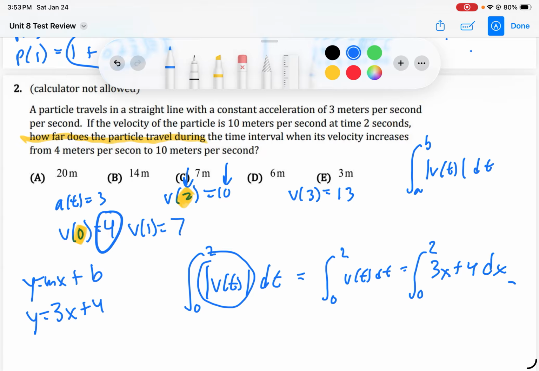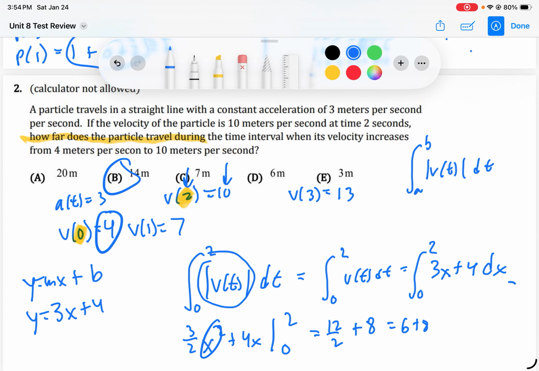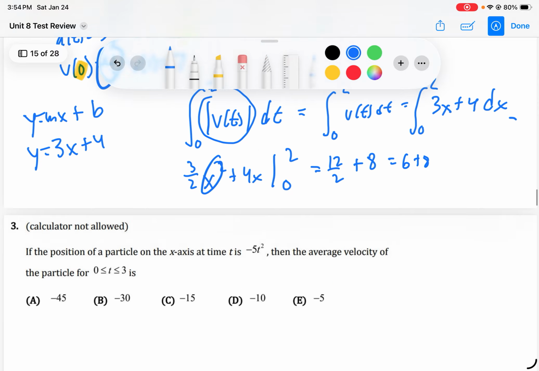Find the antiderivative of 3t. It'd be t squared times 1/2, so 3 over 2 t squared, plus 4t, evaluated from 0 to 2. Plug in 2, plug in 0, but the 0 won't matter. So plug in 2: 2 squared is 4, 4 times 3 is 12 over 2, plus 8. So 6 plus 8, 14. So the answer would be B. That was a pretty tricky question, a lot of steps to that one.